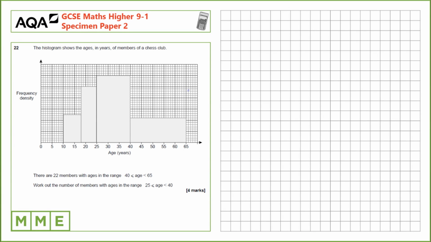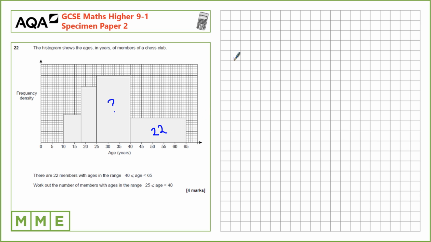Question 22. The histogram shows the ages in years of members of a chess club. There are 22 members with ages in the range 40 to 65. That's this one here. Work out the number of members with ages in the range 25 to 40. So we want to know this one. So on a frequency density diagram, the area represents the number of people. So we need to first calculate the area of this to see what the scale is on this left-hand side.